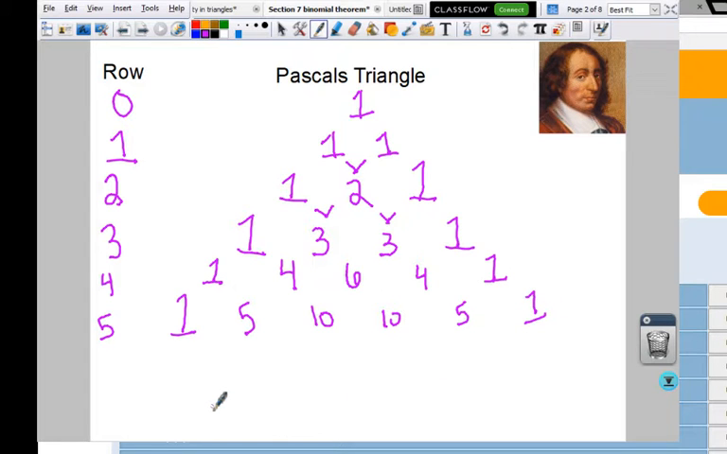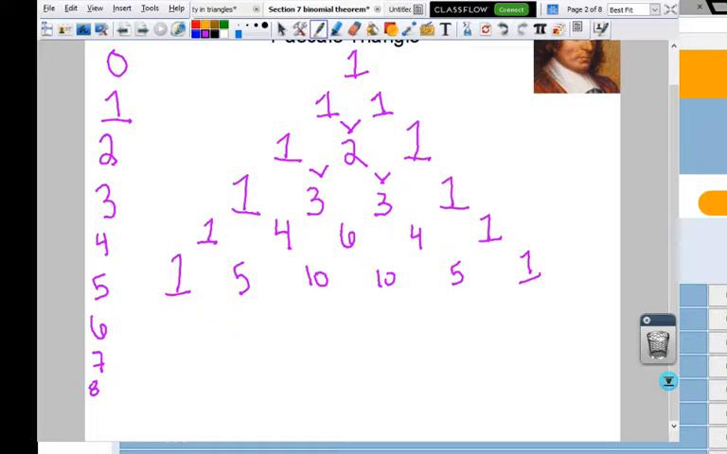Alright, you guys want to try some rows on your own? This is too easy. Alright, I want you to do 6, 7, and 8 on your own. Start writing a little smaller. 15. 21. 35.